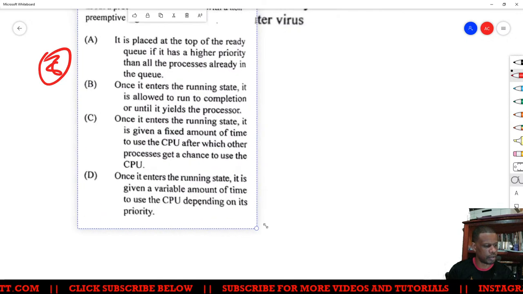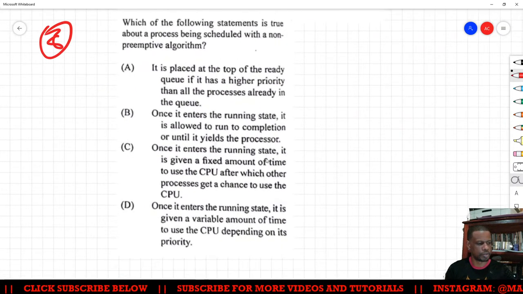Module 2 is a real pain in this comp sci. Yeah, module 2 is the pain.